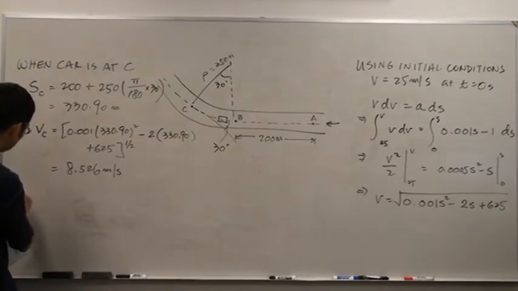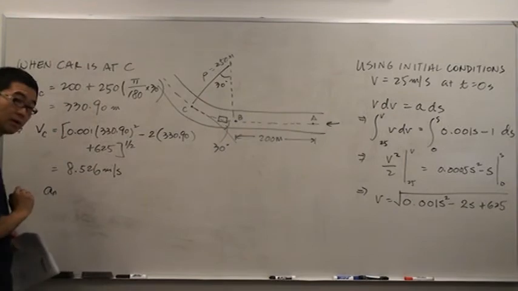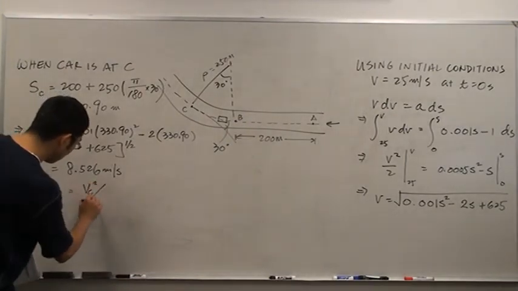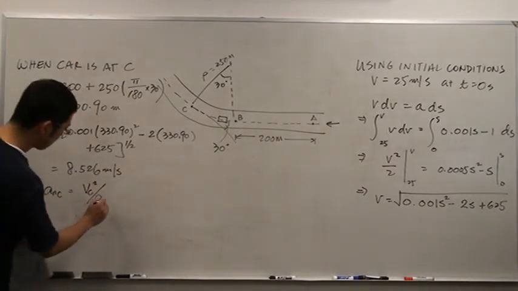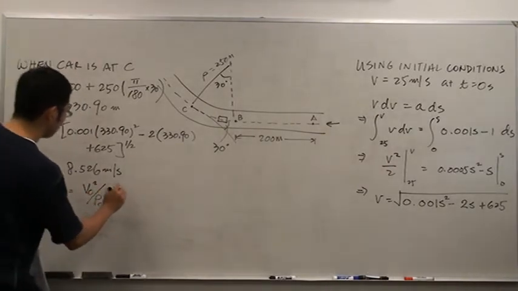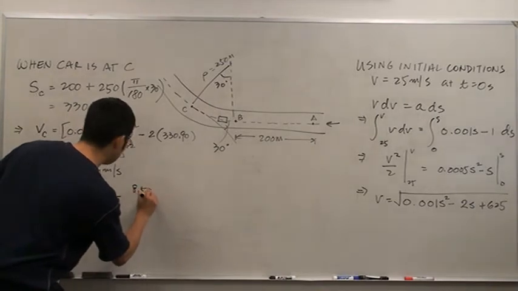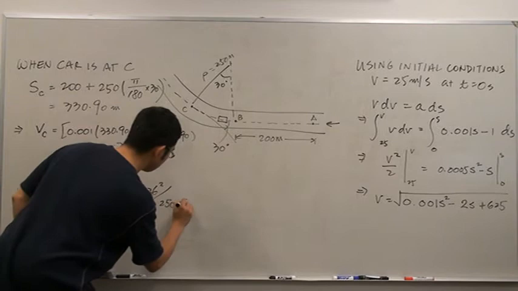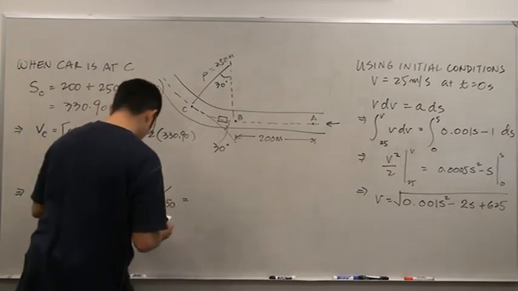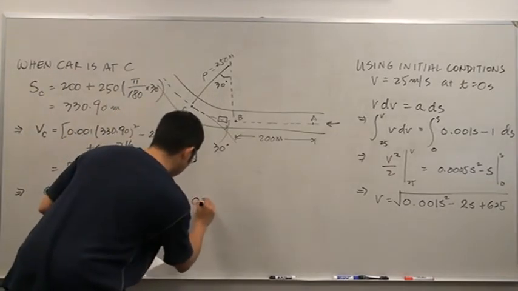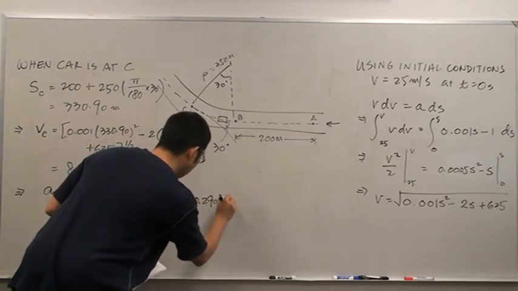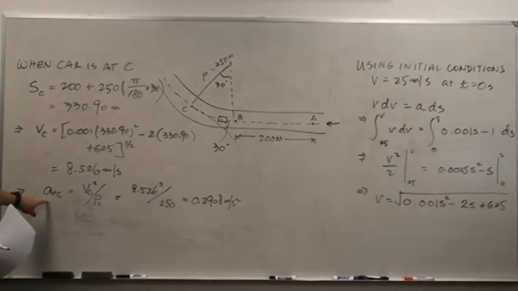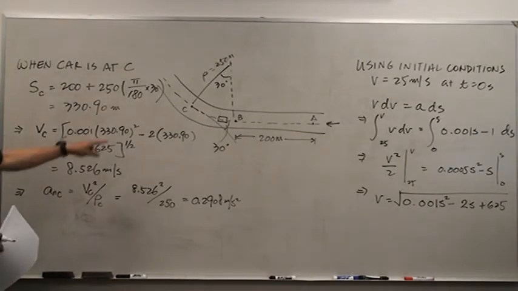With that, we can calculate AN at point C. So that's equal to vC squared over rho at C. Okay? So that becomes 8.526 squared divided by 250 meters. And what you get here is 0.2908 meters per second squared. So that's your AN at C, the normal acceleration at point C.